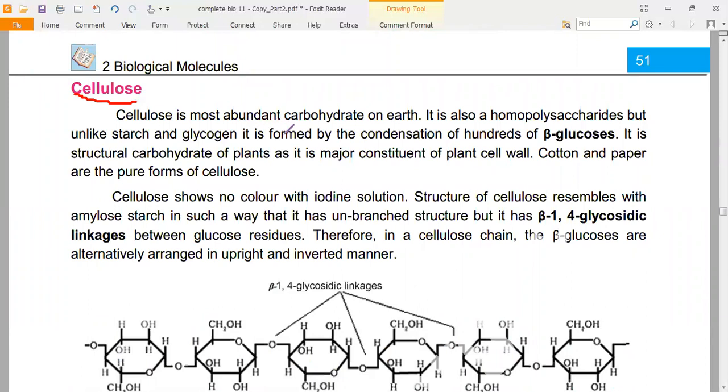Cellulose, as you know, is the most abundant carbohydrate on earth, and it is also a homopolysaccharide. Unlike starch and glycogen, it is formed by a condensation process, and hundreds of beta glucoses are condensed with one another. In starch and glycogen, as we have discussed, alpha glucoses form 1,4 linkages and 1,6 linkages, but here beta glucoses are forming the linkages.